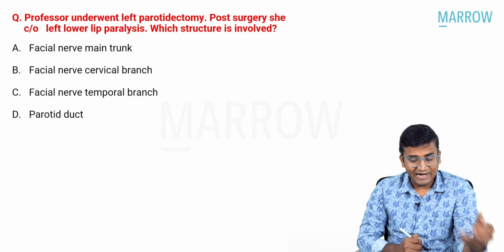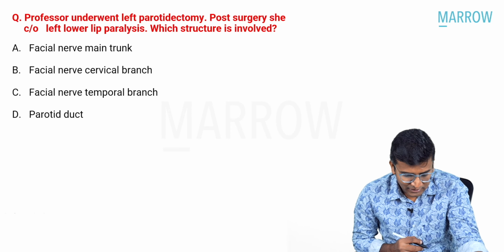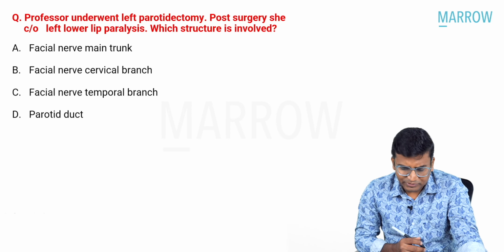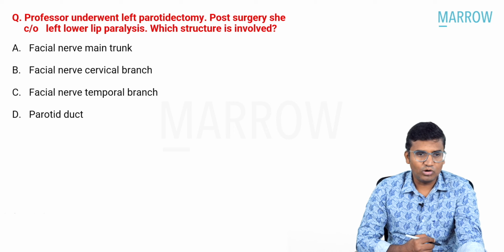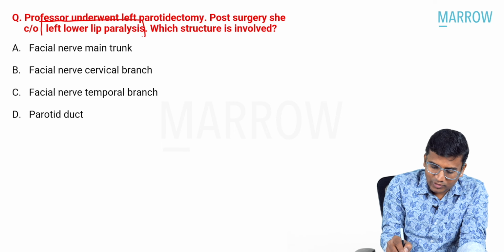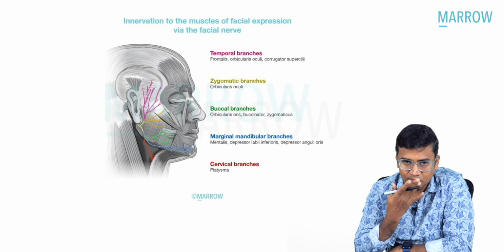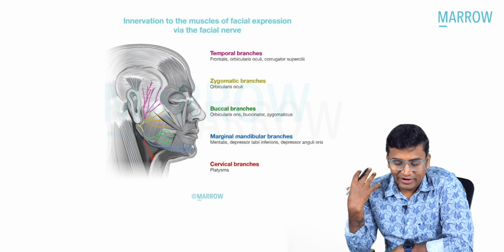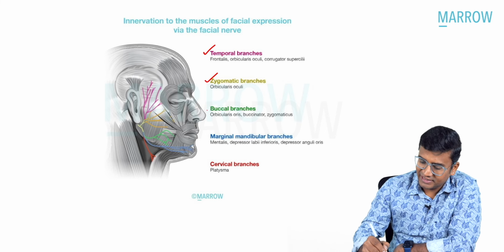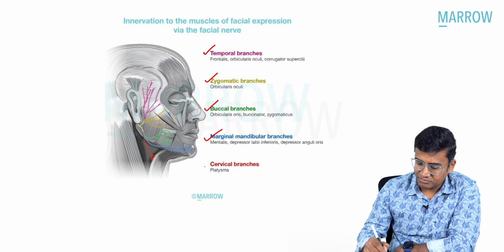Next. Again this is a repeat question. The professor underwent left parotidectomy. Post surgery, she complains of left lower lip paralysis. Which structure is involved? So the lower lip is involved. Now what are the 5 terminal branches of the facial nerve? I hope you know that. Temporal branch, zygomatic, buccal branch, marginal mandibular and cervical.